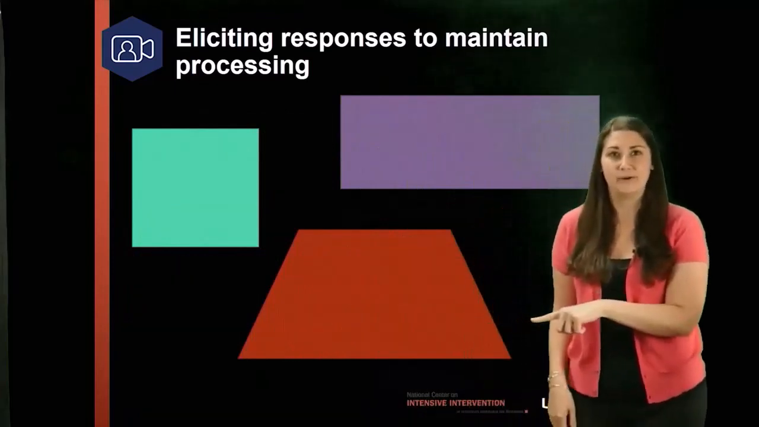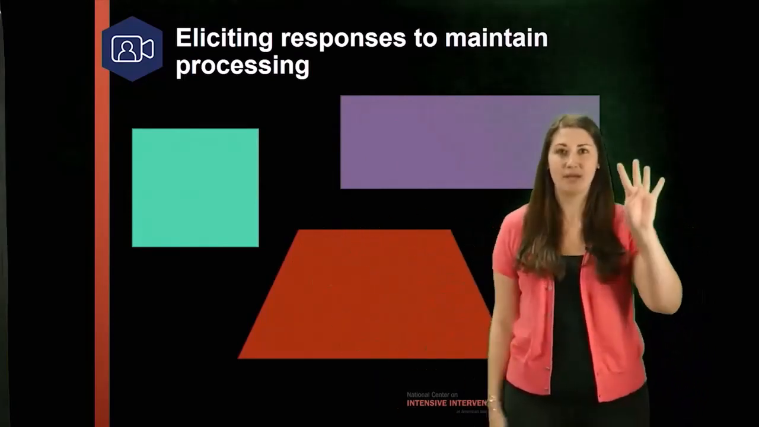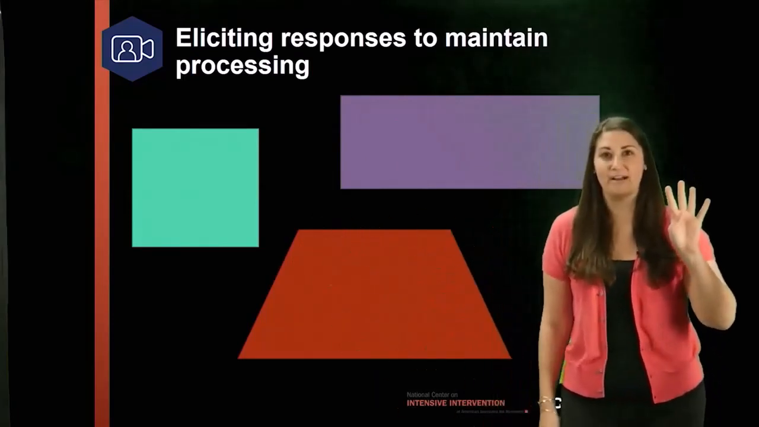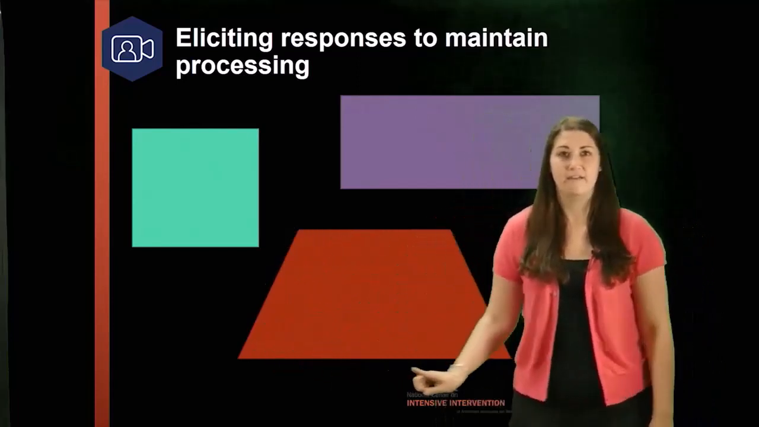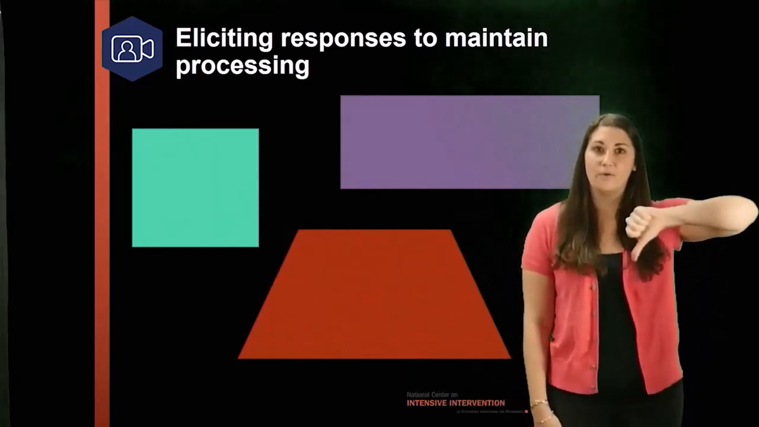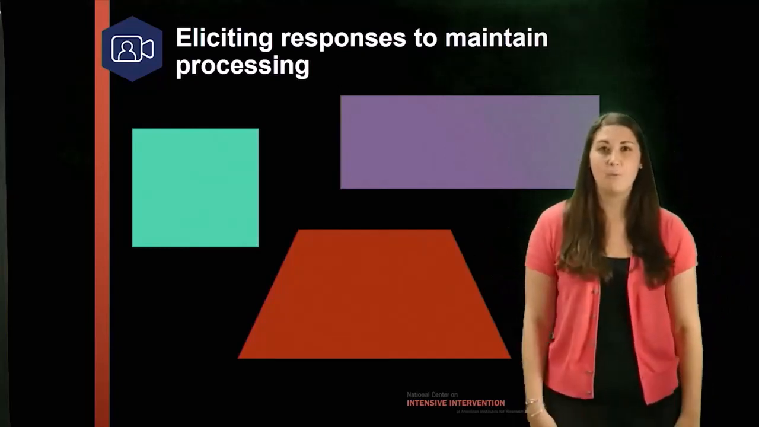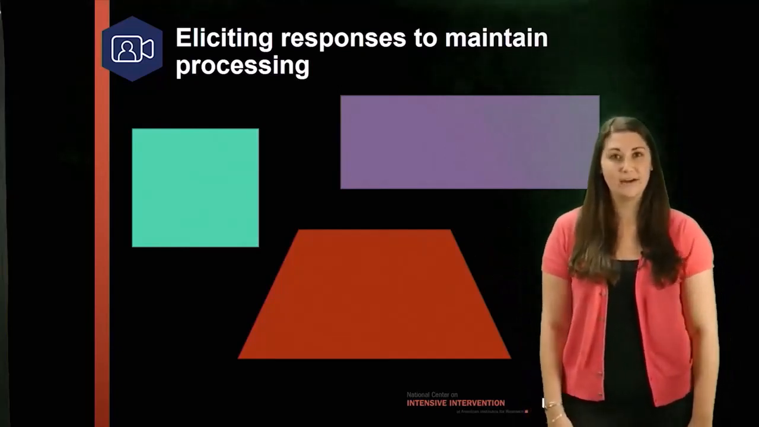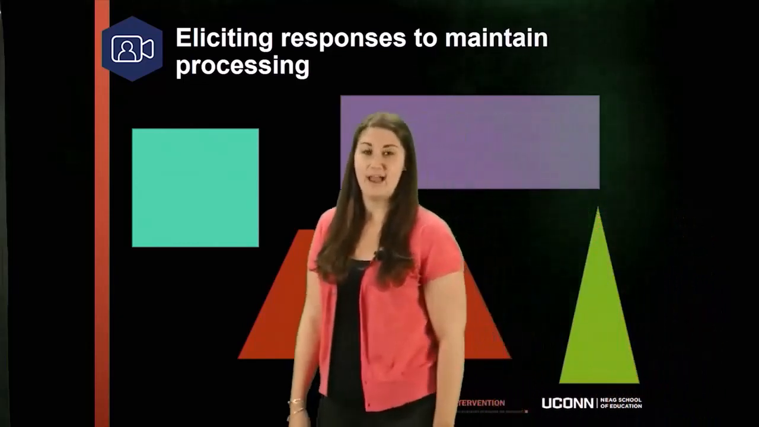Let's look at this trapezoid. This trapezoid has how many sides, everyone? Show me on your fingers. 4, that's right. 1, 2, 3, 4. Is this trapezoid a quadrilateral? Yes or no? Yes, you're right. Turn and tell your partner why this trapezoid is a quadrilateral. That's right, everyone, because it has 4 sides.